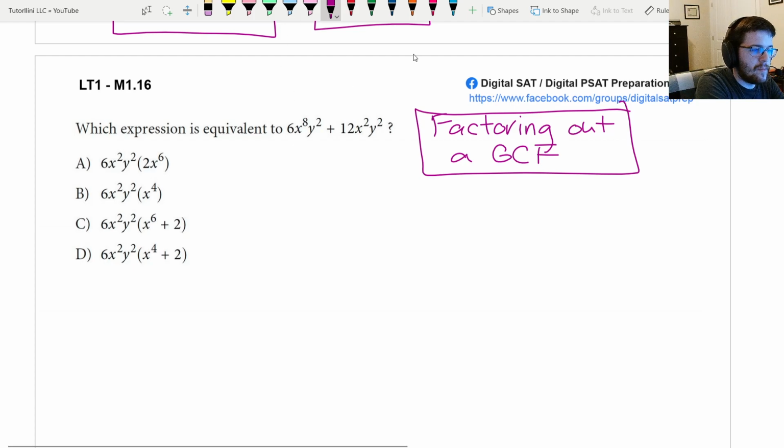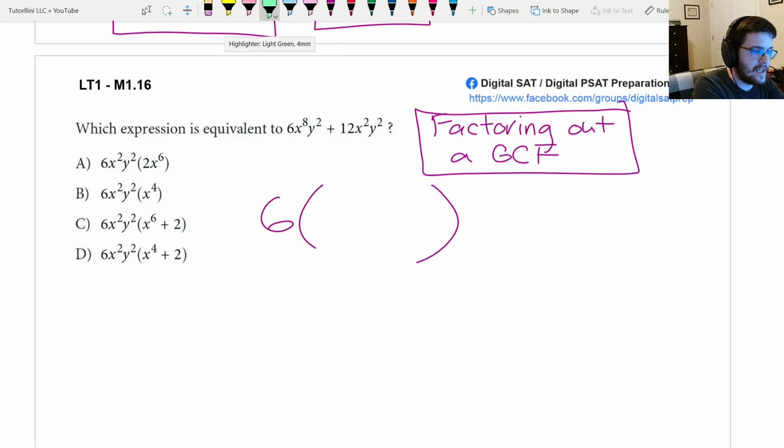So first let's look at the number part, 6 and 12. What's the greatest common factor? Well, 12 goes into 12, but it doesn't go into 6. 6 goes into 6, and 6 also goes into 12. And you can't have a number bigger than 6 that goes into 6. So whenever one of them goes into the other one, the GCF for the number part is the smaller number. So 6 is one of the things we're going to pull out. That's the GCF, 6.